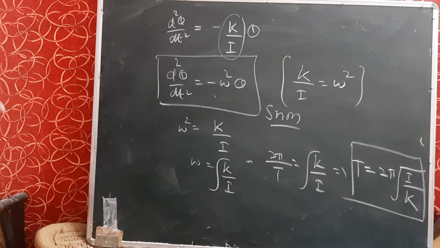So this is the second mechanical oscillator which is moving in a circle, the angular simple harmonic oscillator. We will discuss the compound pendulum and torsional pendulum in the next lecture.